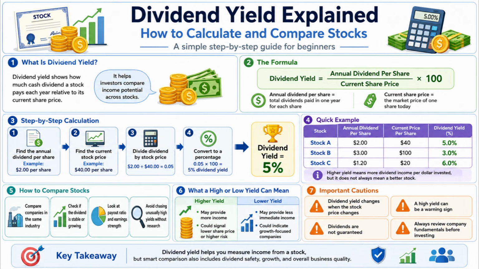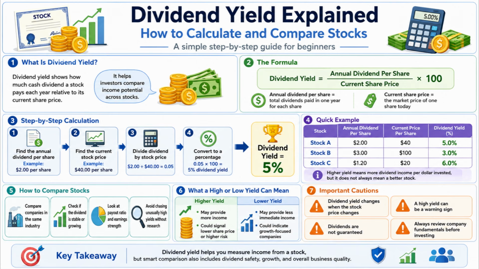In this video we will discuss dividend yield, along with how to calculate and compare stocks. Dividend yield is a simple way to understand how much cash income a stock may give compared to its current share price. In simple words, it shows the yearly dividend return you may receive for every dollar invested in a stock. This helps investors compare the income potential of different companies more easily.